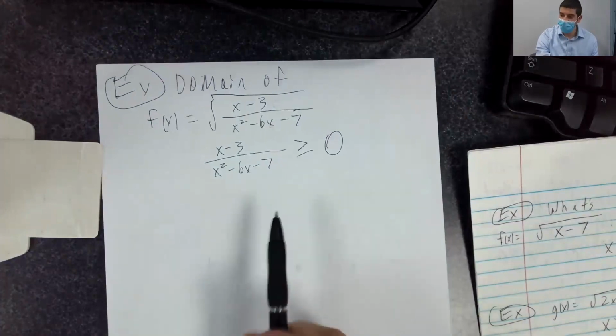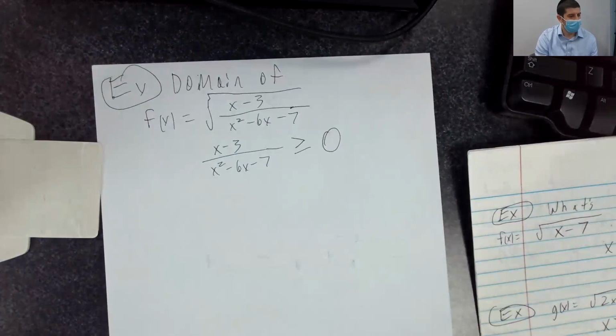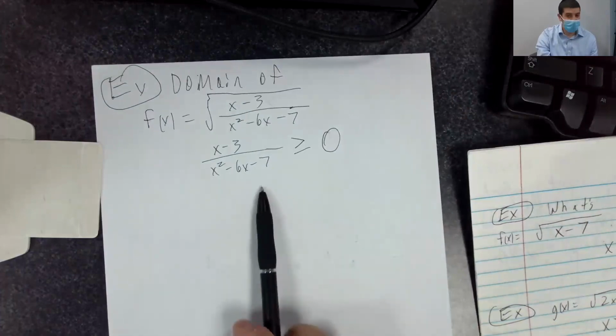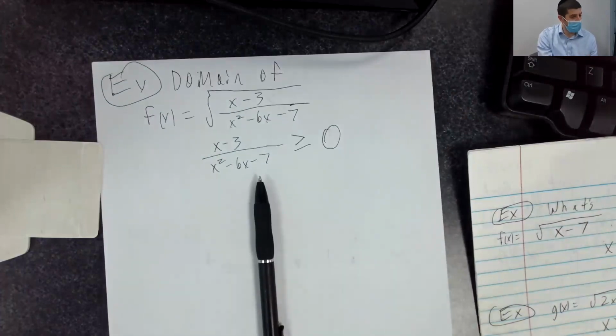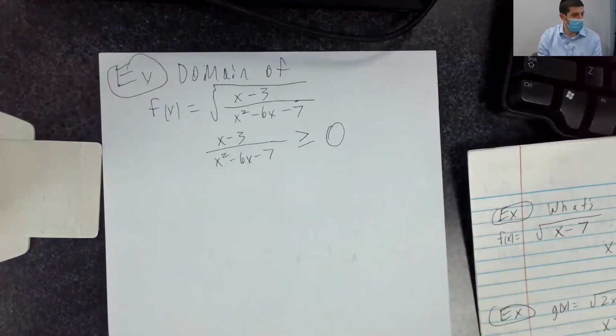Now, does anyone see how this is related to what we just did? You see how this is the exact same problem that we did from pre-calc. The whole point of that pre-calc exercise is it teaches you how to solve inequalities, right? So to get the domain involving a radical, we have to solve this inequality.